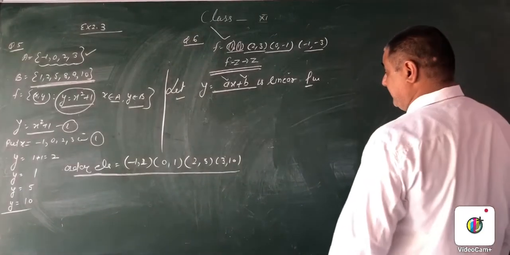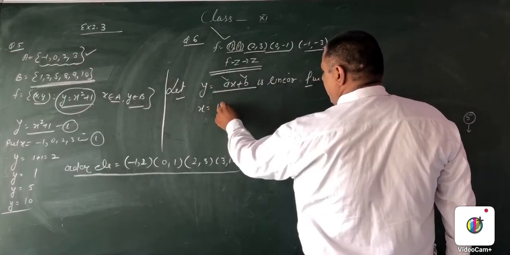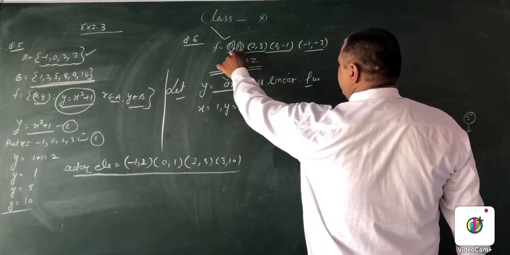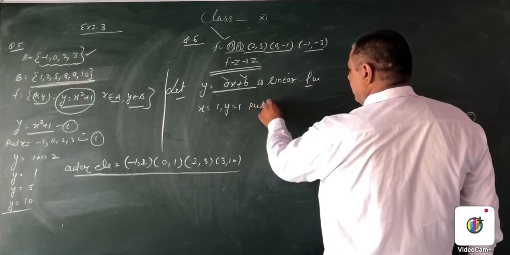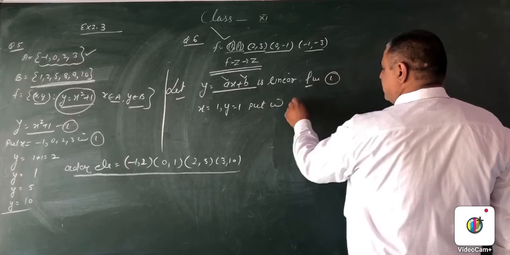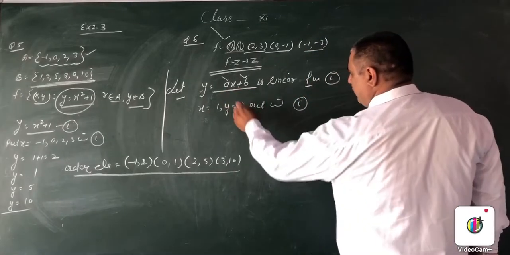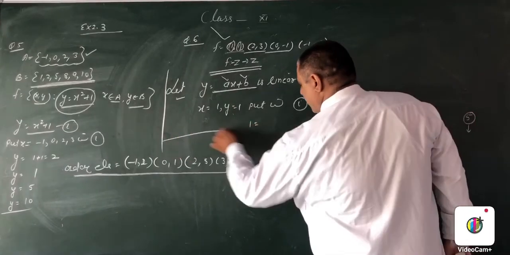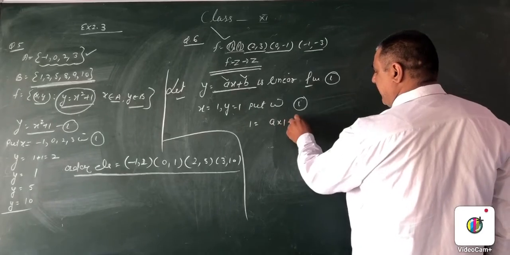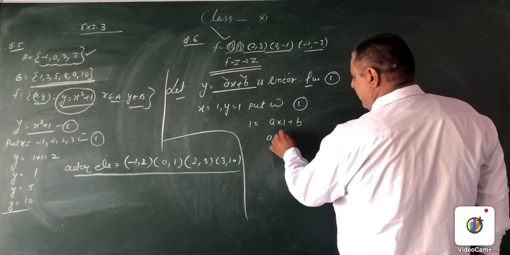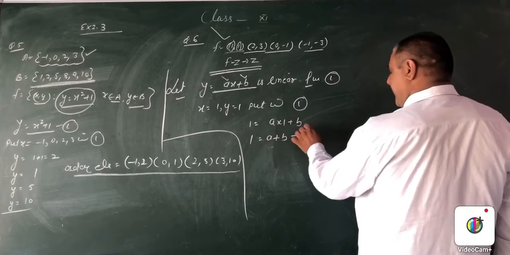देखिए कैसे. It is given x = 1, y = 1. It is given the mapping of these functions. Put in first. इस फर्स्ट के अंदर हमने x की जगह 1 और y की जगह 1 पुट किया. तो y की वैल्यू 1. It means a multiply 1 plus b. So a + b = 1. This is your equation number 2.